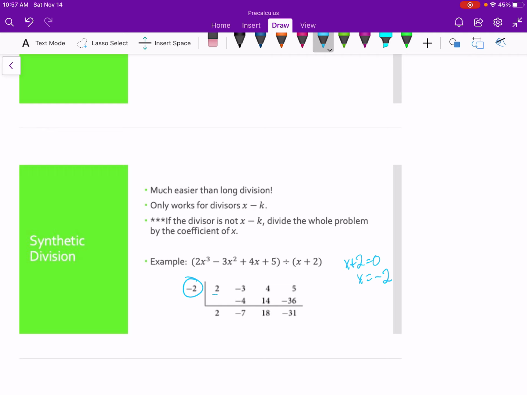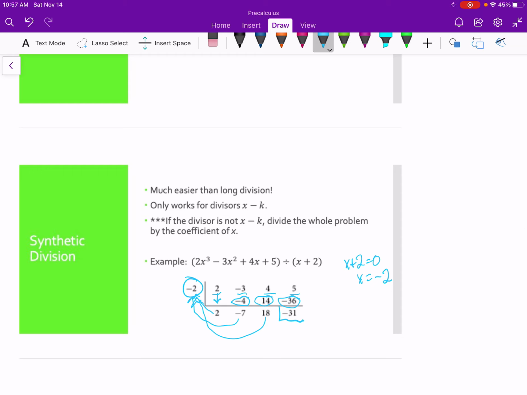On your first line, you have all of your coefficients. You start by bringing down the first coefficient. You multiply this number by your number up here. So 2 times negative 2 gives us that negative 4. And then add. And then negative 7 times negative 2 is 14. And then we add. 18 times negative 2 is negative 36. And we add, and we get negative 31. This is our remainder, so I like to put a box around it.